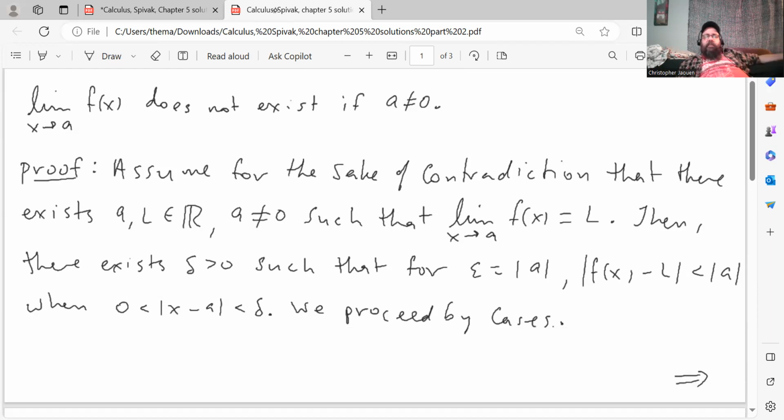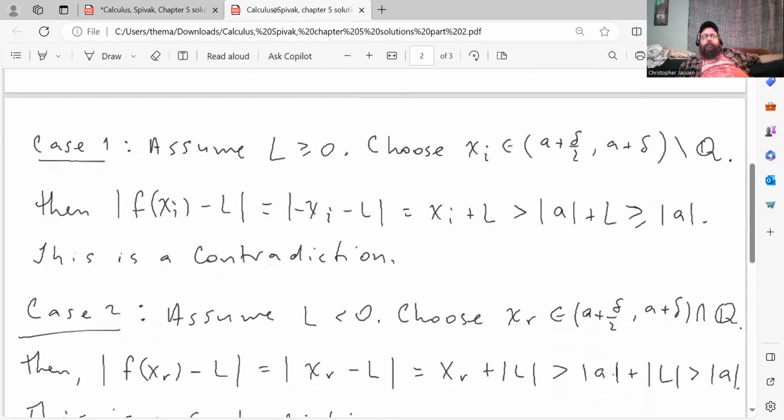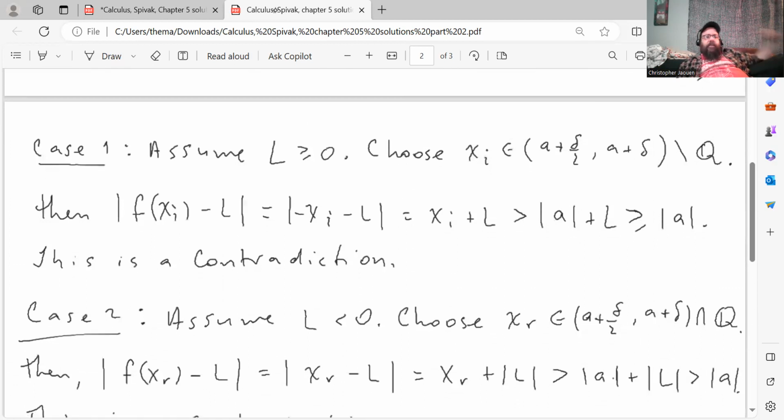Assume for the sake of contradiction that there exist a, L in R, where a is not 0, such that the limit as x goes to a of f of x equals L. Then there exists delta greater than 0, such that for epsilon equal to the absolute value of a, the absolute value of f of x minus L should be able to be made less than the absolute value of a when the absolute value of x minus a is less than delta, right? That's what it means for the limit to exist. We proceed by cases, just like I did in the last one.